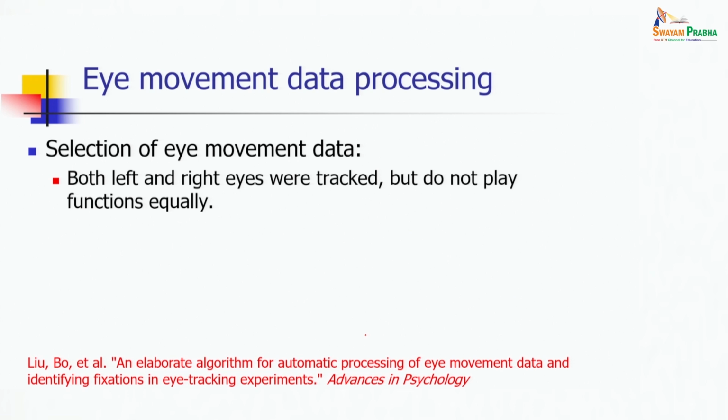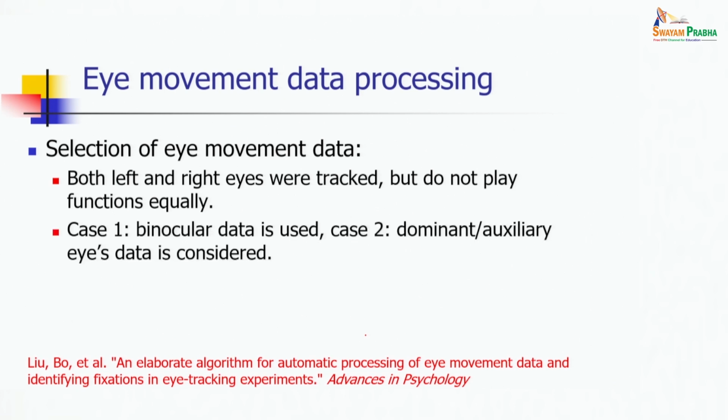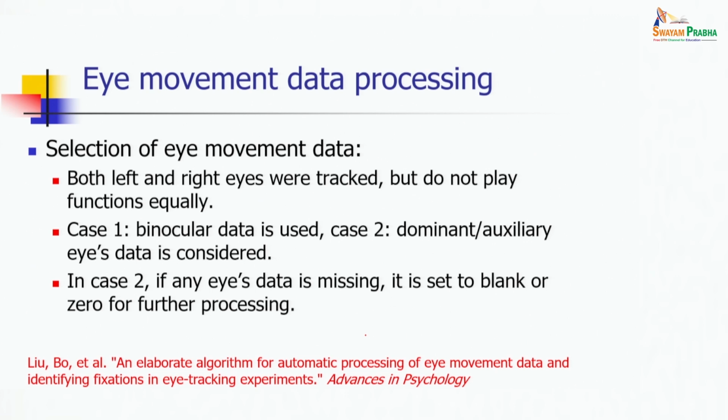In some eye trackers like the Tobii eye trackers, the data they give also includes a measure of the quality of the data, and you can use only the quality data. Both left and right eyes are tracked, but they do not function equally. In case 1, the binocular data is used, and in case 2, the dominant or auxiliary eye's data is considered. One of them is more used for understanding the visual scene. And if any eye's data is missing, it is set to blank or 0 for further processing.